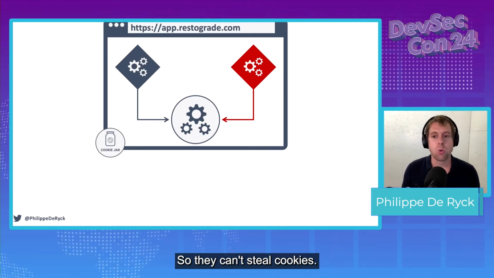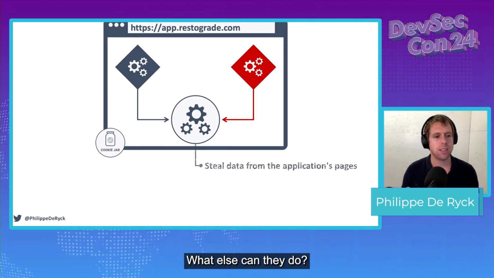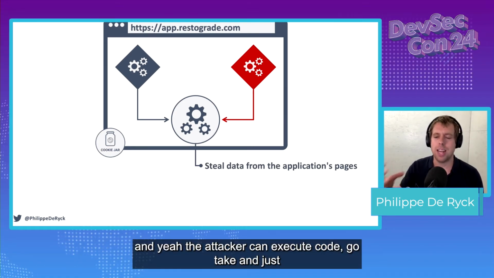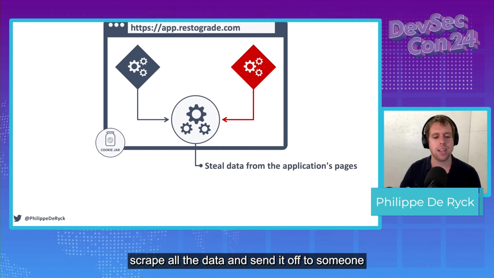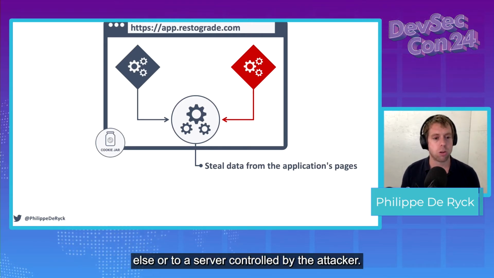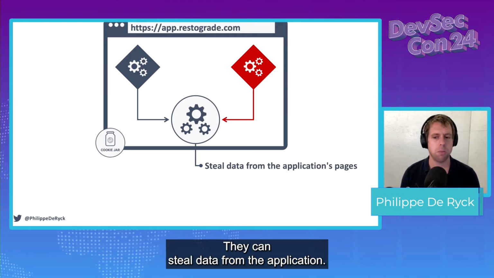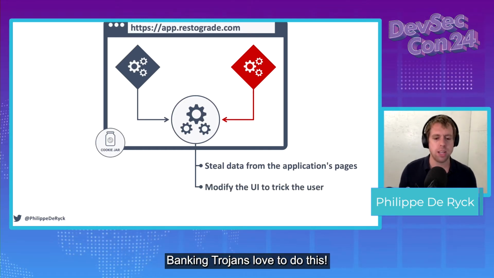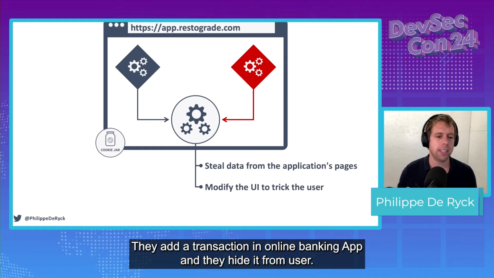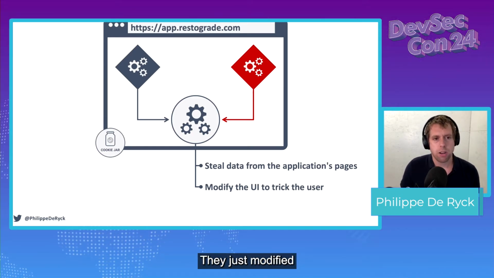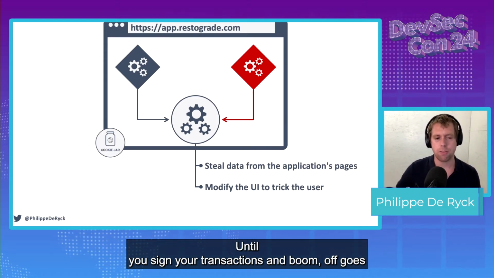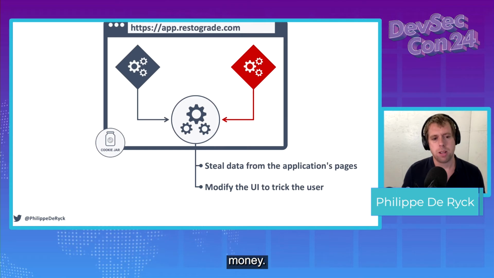So they can't steal cookies. Good. What else can they do? They can steal data from the page. If it's a payroll application and the attacker can execute code, they can just scrape all the data and send it off to someone else or to a server controlled by the attacker. They can steal data from the application. They can modify the UI. Banking Trojans love to do this. They add a transaction in an online banking app and they hide it from the user. They just modify the UI as if the transaction was never there until you sign your transactions and boom, off goes your money. Kind of dangerous.